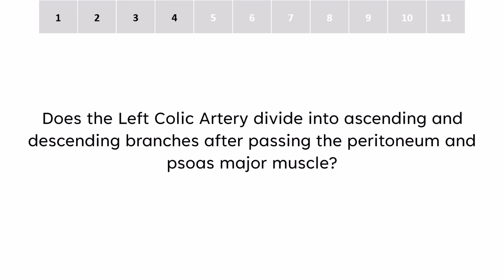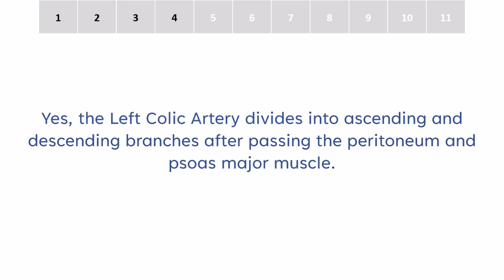Does the left colic artery divide into ascending and descending branches after passing the peritoneum and psoas major muscle? Yes, the left colic artery divides into ascending and descending branches after passing the peritoneum and psoas major muscle.